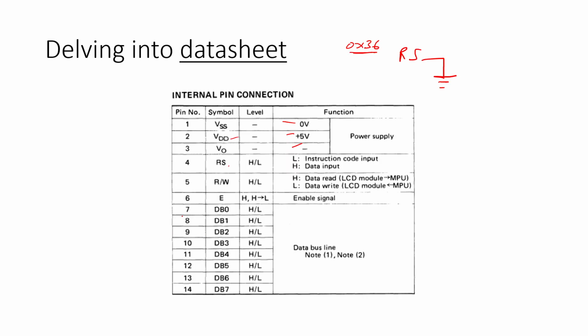What I mean is, for example, if I want to send something like 127, here DB7 will be the MSB and DB0 will be the LSB. So if I want to send 127, I'll keep all ones here and 0 here, so this will read as 127. In this manner, whatever command or data I want to send, I have to write it first onto the data lines of the LCD.